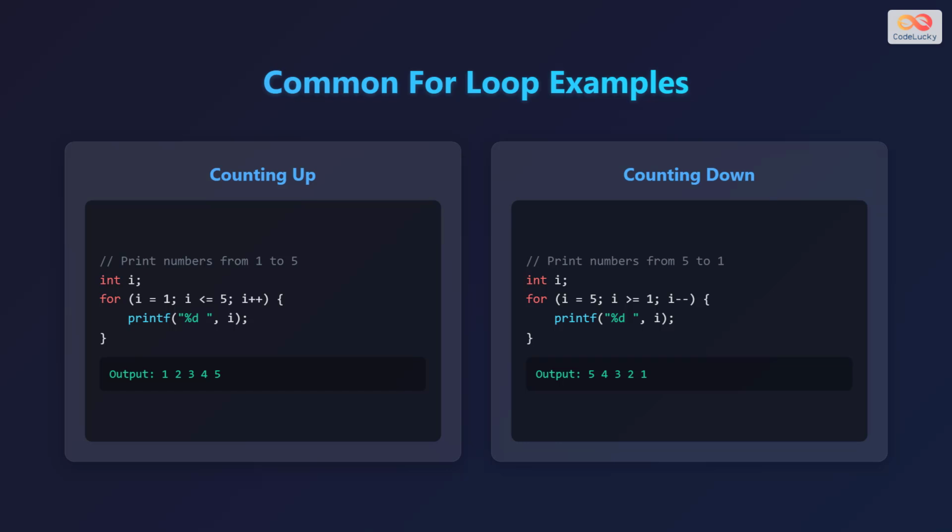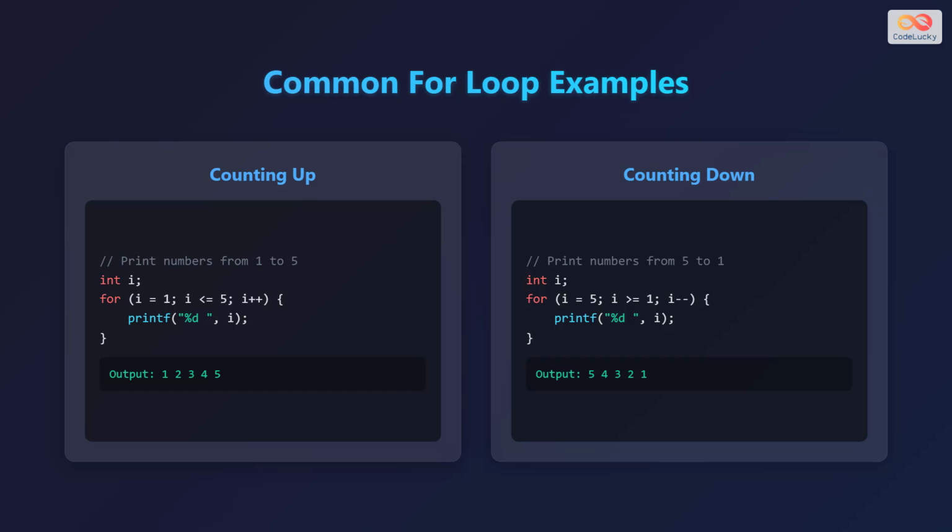Let's explore some common examples of for loops to solidify your understanding. First, counting up. The code says, // Print numbers from 1 to 5. int i; for (i = 1; i <= 5; i++) { printf("%d ", i); } Output: 1 2 3 4 5.